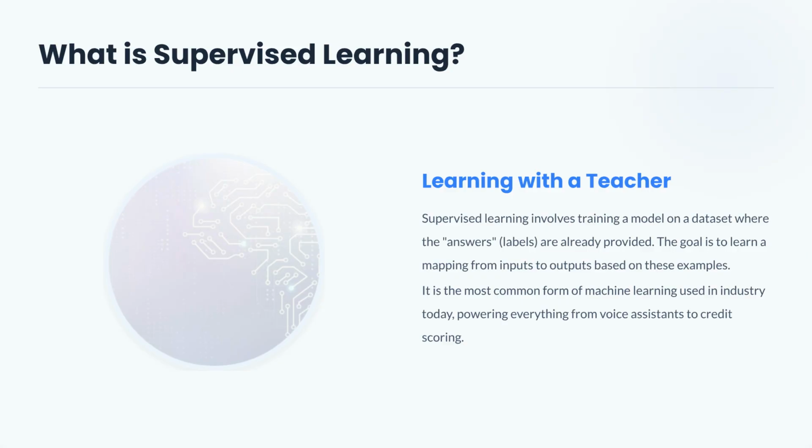What is supervised learning? Think of it as learning with a teacher. The model is trained on a dataset where the answers or labels are already provided. The goal is to learn a mapping from inputs to outputs. This is the most common form of machine learning used in industry today.